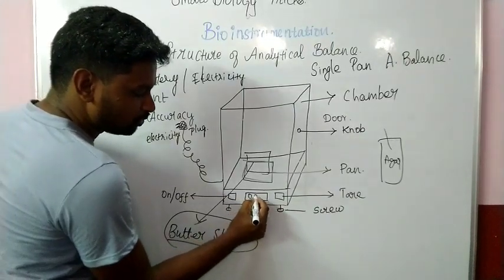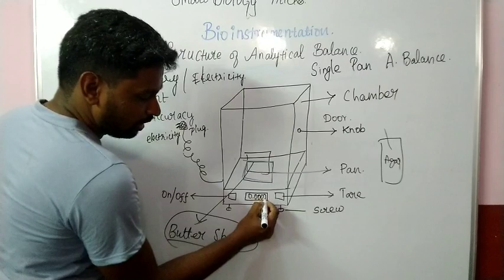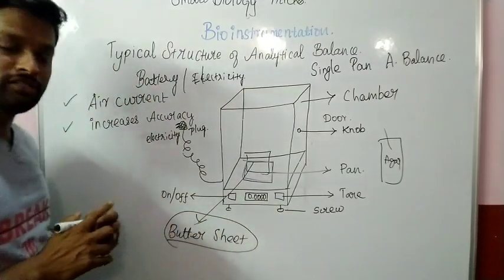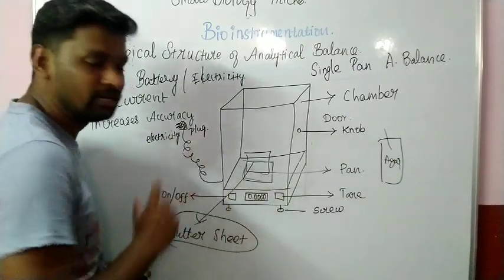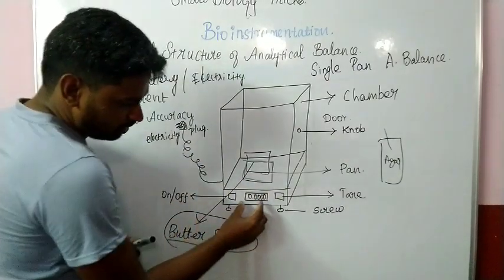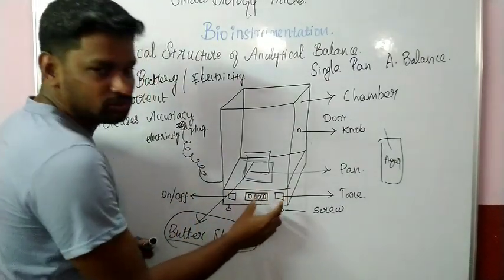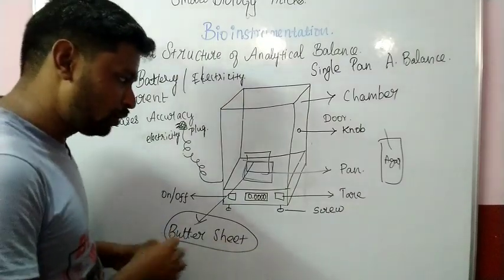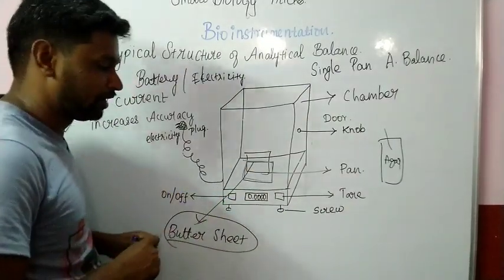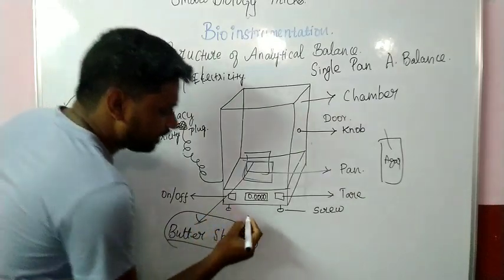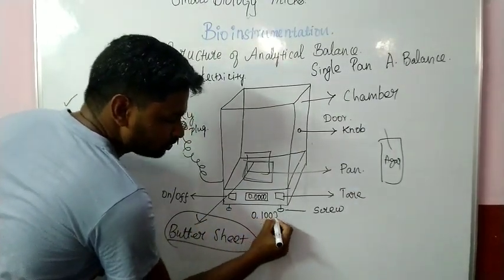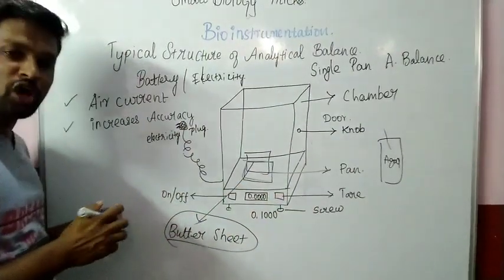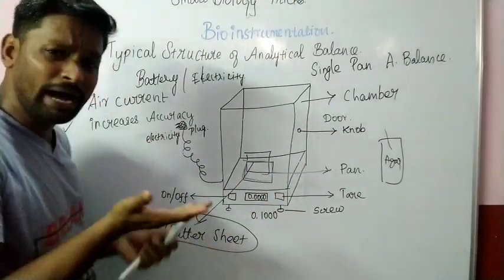For example, 0.0000, four digits, will display on the screen. So if you see the zeros on the screen, you are allowed to use this instrument. Unless you see any other values, for example 0.1000, which means the instrument is not at a balanced level.